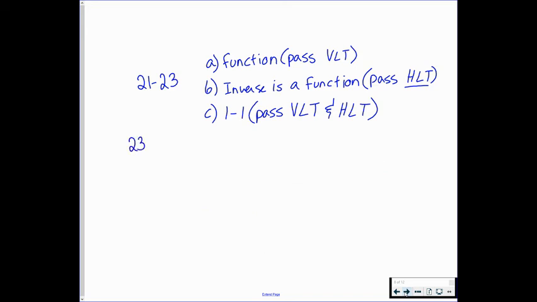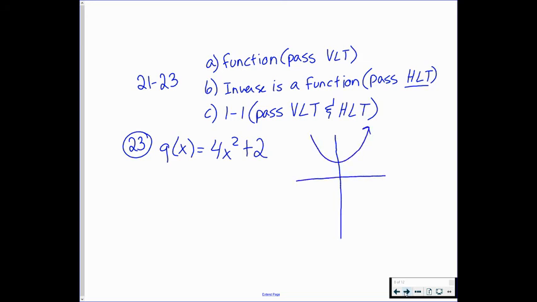On question 23, we're given the function q of x equals 4x squared plus 2. When you type that into your calculator to see what the graph is going to look like, it looks something like this. Now that we know the sketch, let's answer our 3 questions. On part A, the graph is a function because it passes the vertical line test. Yes, because it passes the vertical line test.